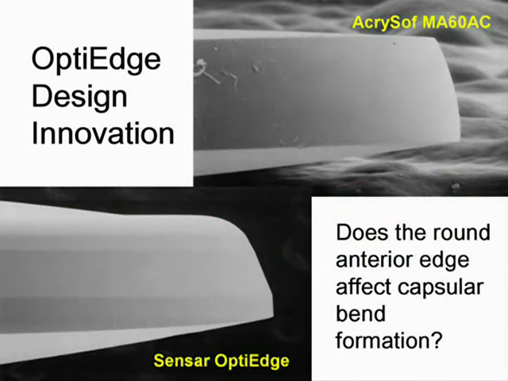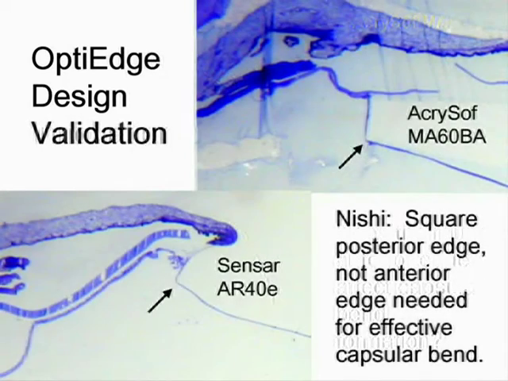The OptiEdge design innovation has taken away the anterior square edge to improve optical performance of the lens. But does the round anterior edge affect capsular bend formation? Much of what we understand about early capsular bend formation comes from rabbit eye studies such as this one performed by Dr. Okihiro Nishi. He demonstrated the capsular bend formation was equivalent between the AcrySof double square edge and the posterior square edge of the Sensar AR40E. Effectively stating that we do not need the anterior square edge to prevent posterior capsular opacification.